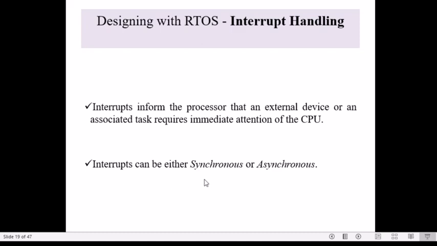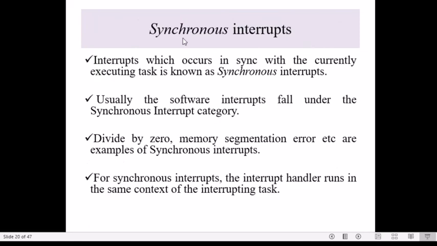Interrupts can be of two types, synchronous and asynchronous. First type, synchronous interrupts. Interrupts which occur in sync with the currently executing task are known as synchronous interrupts. Some examples are divide by zero, memory segmentation error, etc. Usually the software interrupts fall under this category.